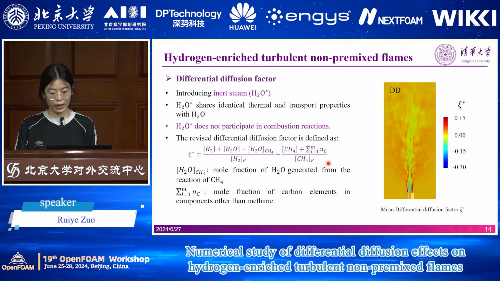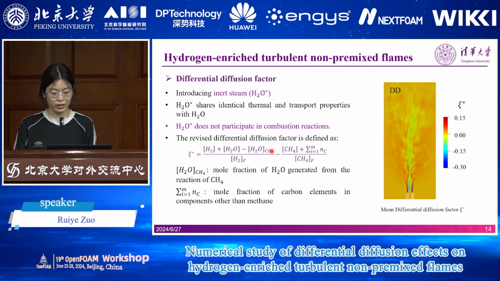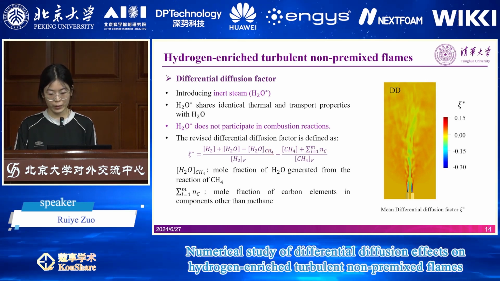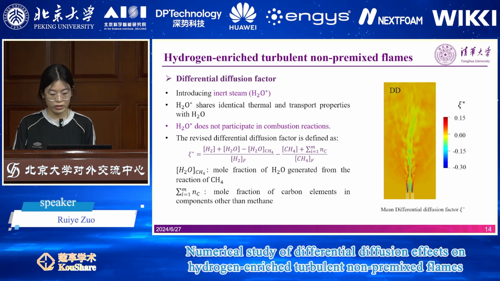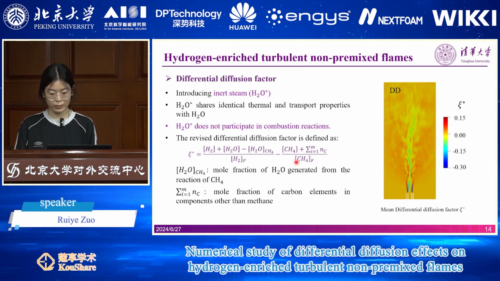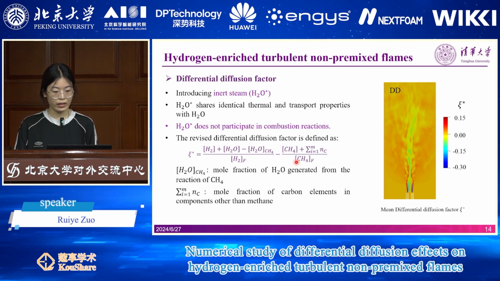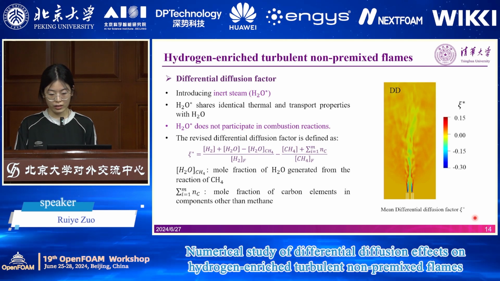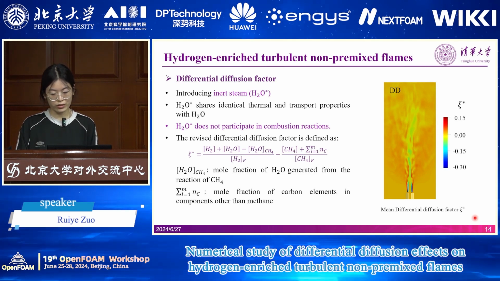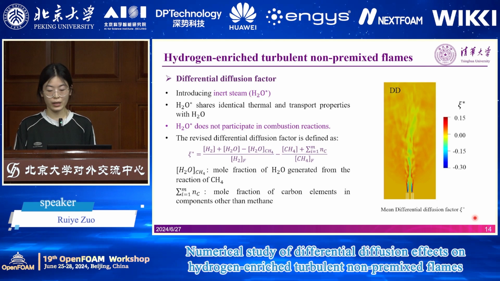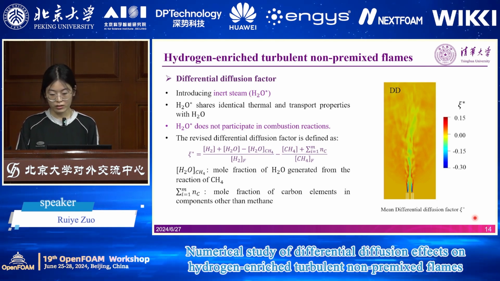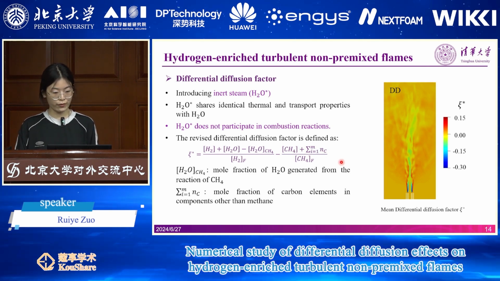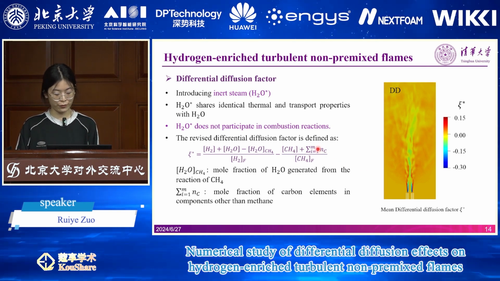Initially, in our simulations, inert steam is introduced to distinguish incoming steam in the system from chemically generated steam. Inert steam shares the same thermal and transport properties with steam, but does not participate in combustion reactions. Furthermore, relative to combustion products, intermediate species exhibit low concentrations, so we think local combustion products plus unreacted fuel approximate the pre-combustion fuel distribution. Then the revised differential diffusion factor C star is defined as follows.